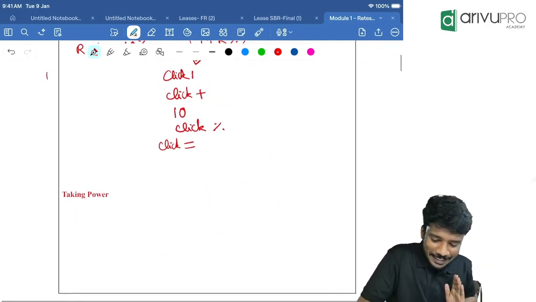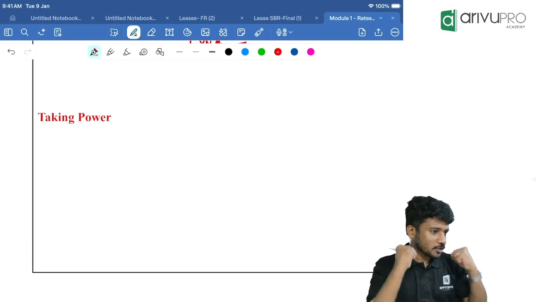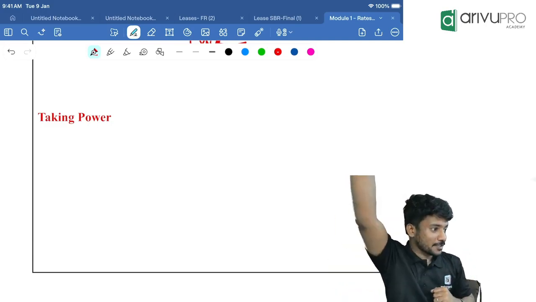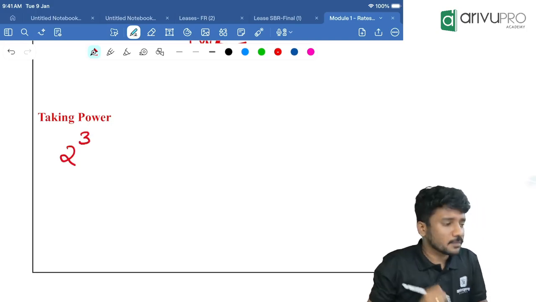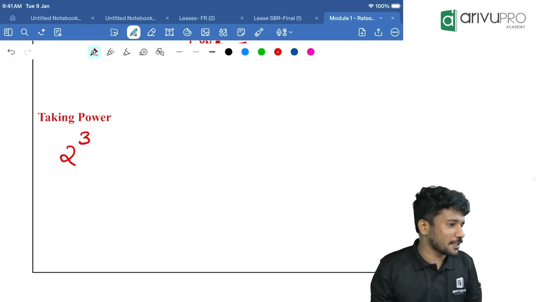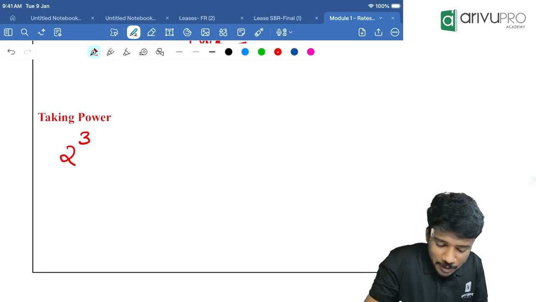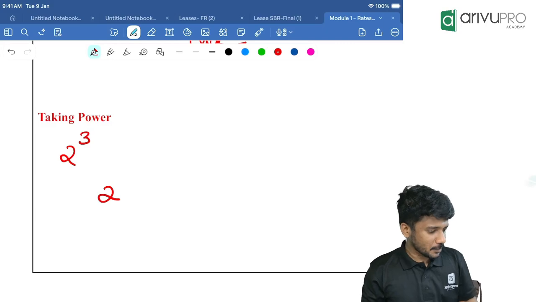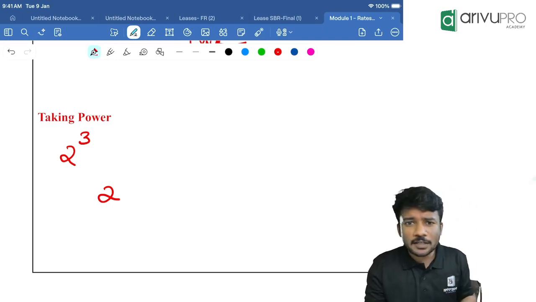Okay. Then, taking power. Power means the index value. For example, 2 raised to 3. How will you find the value of 2 raised to 3 on the calculator? Any idea how you can find 2 raised to 3? So type 2 on your calculator, after clearing.